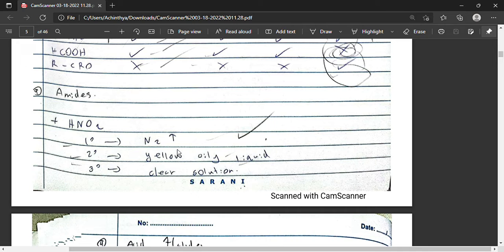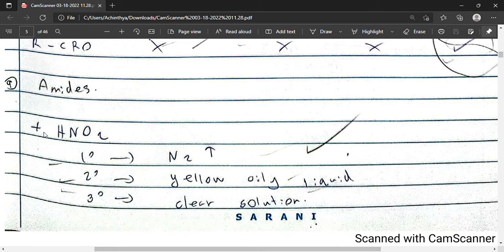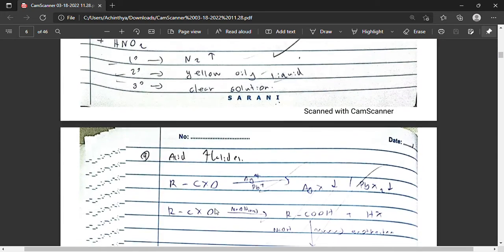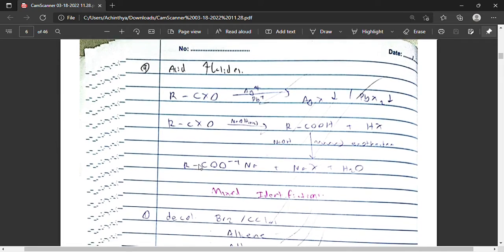Now, amides. There are primary amides, secondary amides, and tertiary amides. You can differentiate them by adding nitrous acid. If we were to add nitrous acid into primary amides, we will observe the formation of nitrogen gas. But if we were to do so with secondary amides, we will get a yellow oily liquid. If we do so with tertiary amides, we will get a clear solution. Yeah, that's pretty much it. It sums up quite a lot.